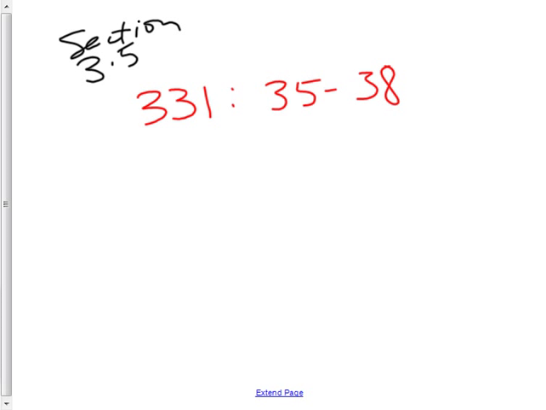Section 3.5. Any other last questions? All right, remember, you're taking the test either tomorrow or the next day, depending on whether you have that Keith Hawkins thing or not. If you want to put it off to Thursday, it's okay with me.